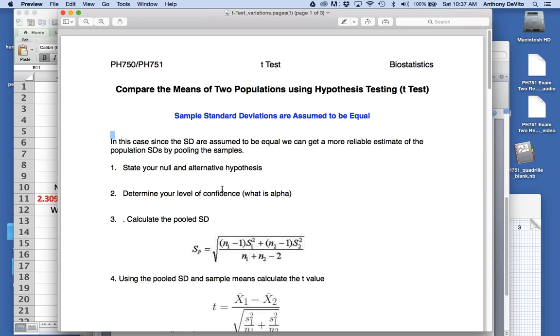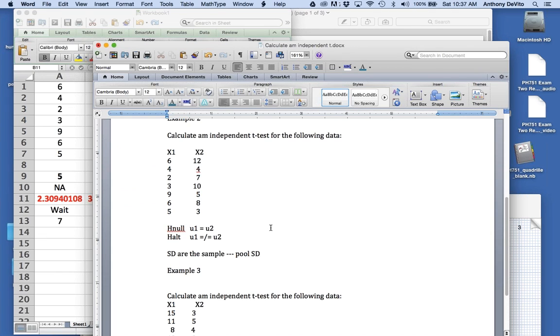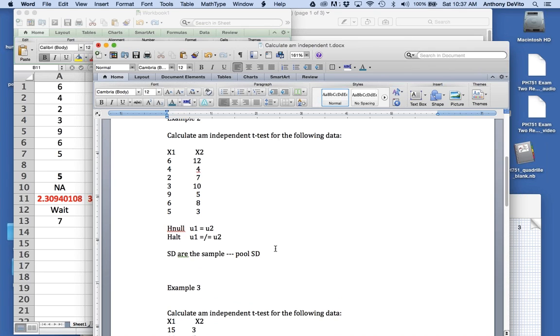We stated our null hypothesis and alternative hypothesis. Now determine your level of confidence. In other words, what level of accuracy do we want to do this at? Our level of confidence is we want alpha, right? Alpha is going to be equal to 0.05. That's going to be our criteria for whether we reject or accept our null hypothesis. That's the same as being 95% confident. We want to be more than 95% confident, and we want to have less than a 5% chance that we're going to be wrong.